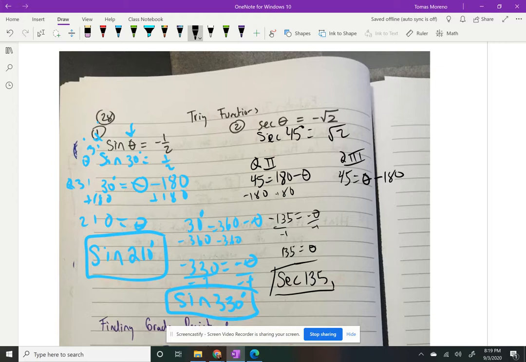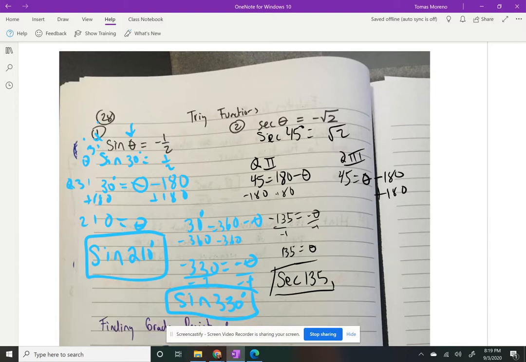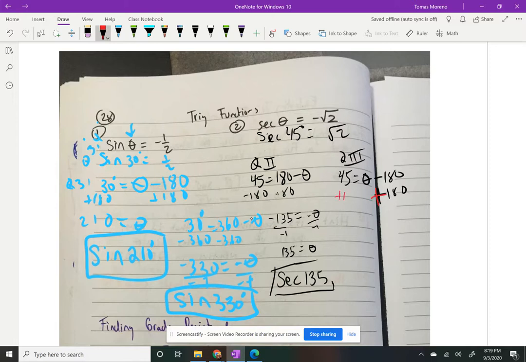That's our first part. Now our next part is we just add 180 to both sides. Plus 180, plus 180. So 180 plus 45 gives us a grand total of 225. Okay, so now we have our two answers. Secant 225. That's a 2, guys. I know it's kind of hard to see because of the black.